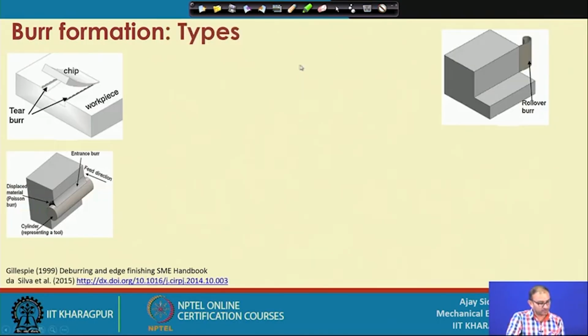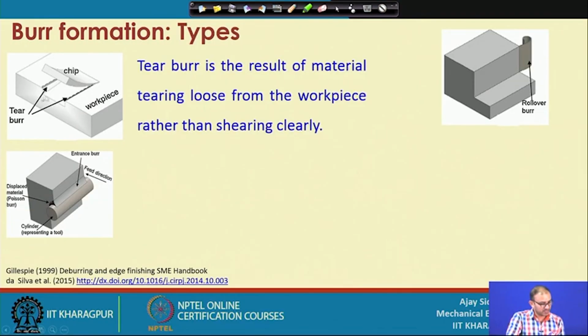Right. So, what are the types of burrs? Here some burrs are given. This is called tear burrs. So, what is a tear burr? It is a result of material tearing loose from the workpiece rather than shearing action. Now, if you consider when you are removing chip, consider your tool is located here. So, this is your tool location, right, and you are penetrating your tool in this direction.